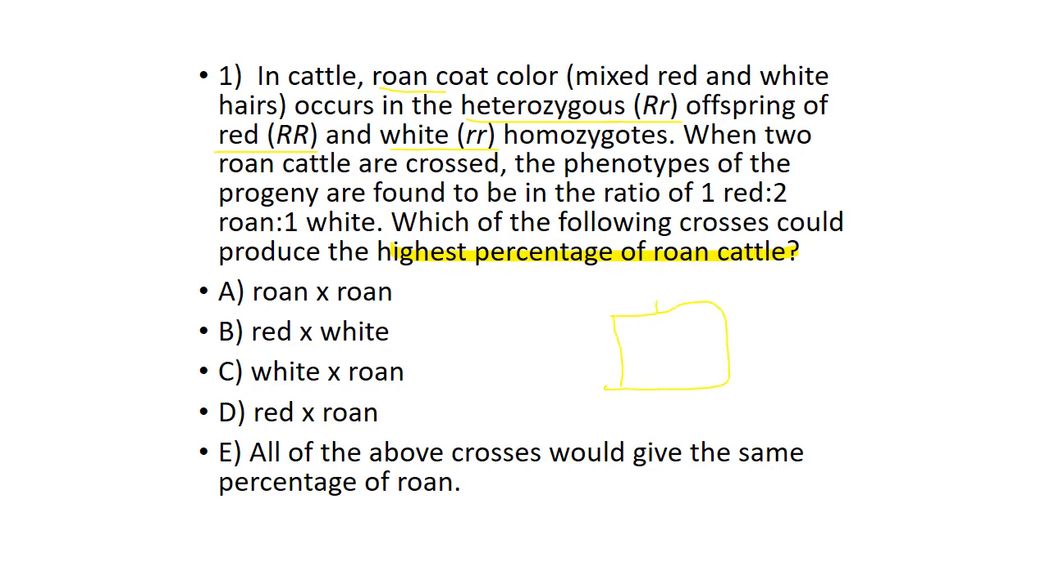We're going to do D. So red is big R, and white is little r. Roan is big R, little r, because we're doing D. So, big R, big R, big R, little r, big R, big R, big R, little r. So this gives us 2 big R, big R to 2 big R, little r, which means we get 2 red to 2 roan. Is that going to give us the highest percentage of roan cattle? I want you to do the others and figure out which one is going to give us the highest percentage of roan cattle.